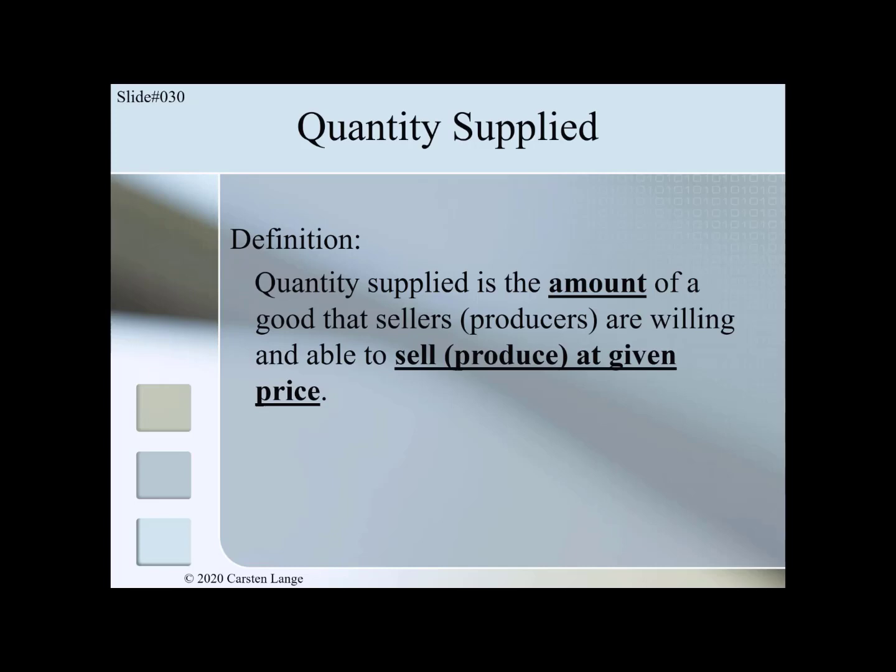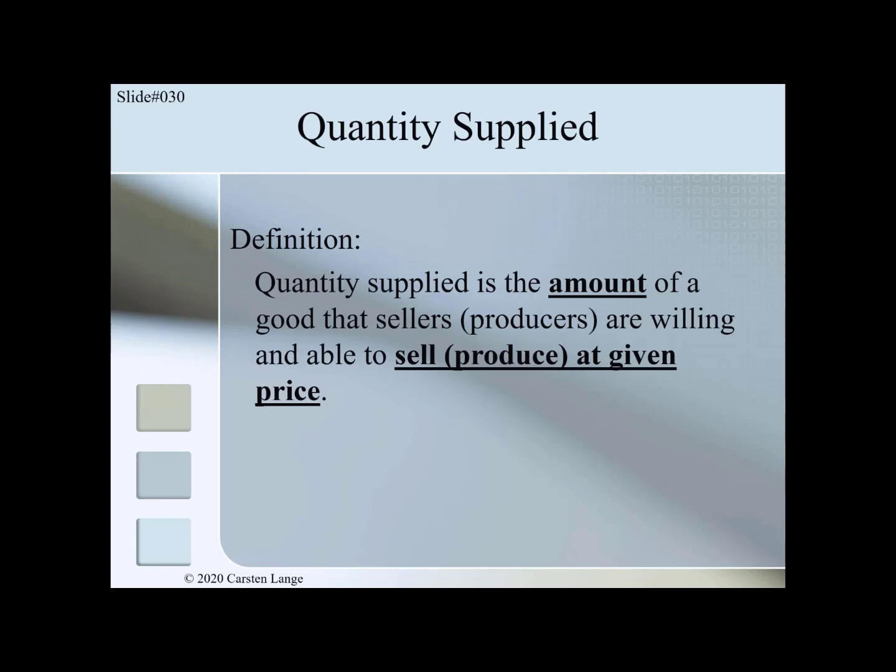One word is amount. This means we are talking about quantities, like bottles of Coke or tons of steel, rather than talking about values. Therefore, quantity supplied is always measured in units and never measured in dollars.